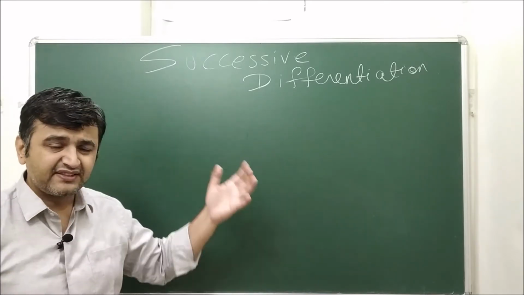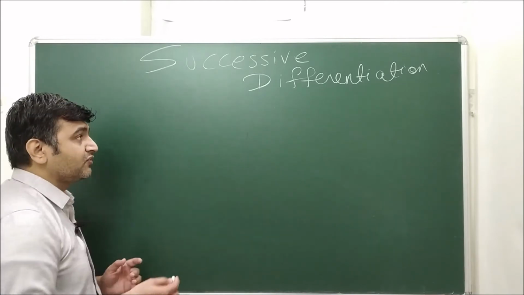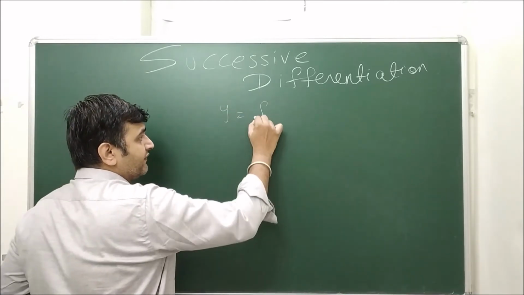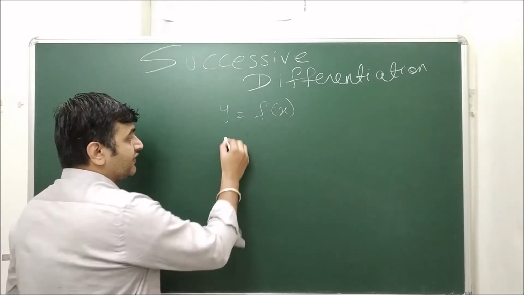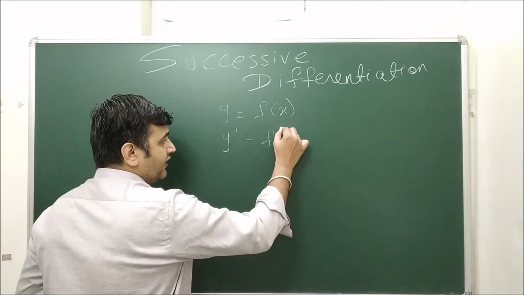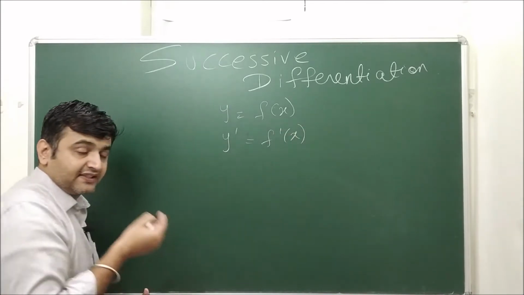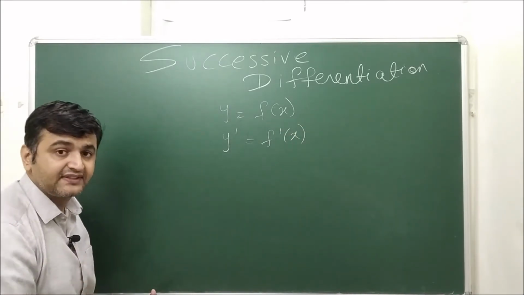Well, the name itself suggests what the concept is. Suppose you have a function, say y is equal to f of x. So y is some function of x. Then you take its first derivative, which I call y dash or f dash of x. Successive means you take the derivatives consecutively.